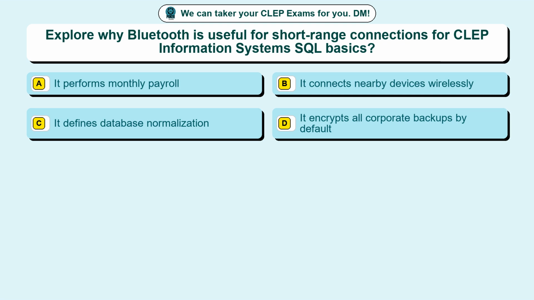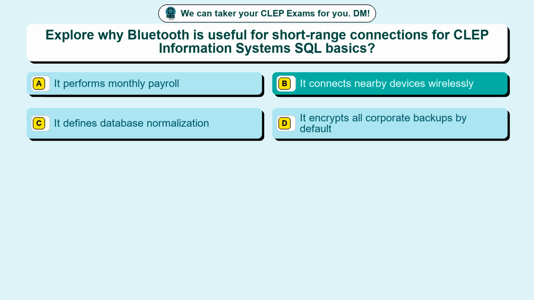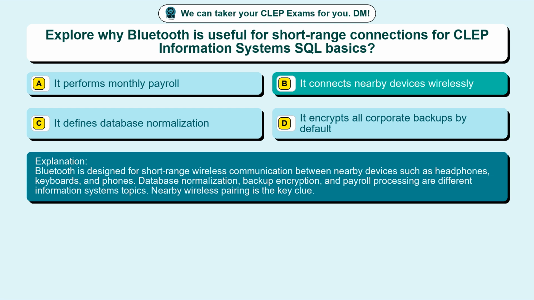Question 61. Explore why Bluetooth is useful for short-range connections for CLEP Information Systems SQL Basics. Option A. It performs monthly payroll. Option B. It connects nearby devices wirelessly. Option C. It defines database normalization. Option D. It encrypts all corporate backups by default. The correct answer is option B. It connects nearby devices wirelessly. Bluetooth is designed for short-range wireless communication between nearby devices such as headphones, keyboards, and phones. Database normalization, backup encryption, and payroll processing are different information systems topics. Nearby wireless pairing is the key clue.